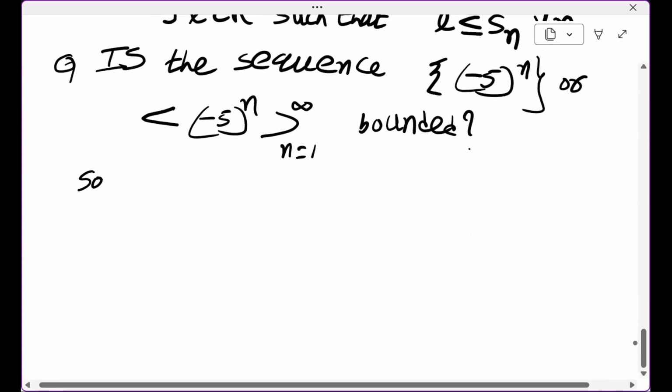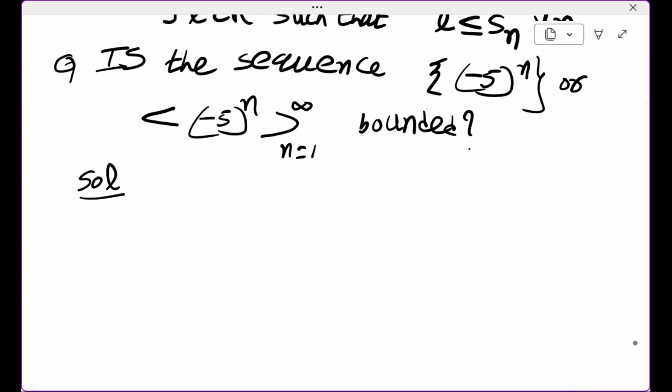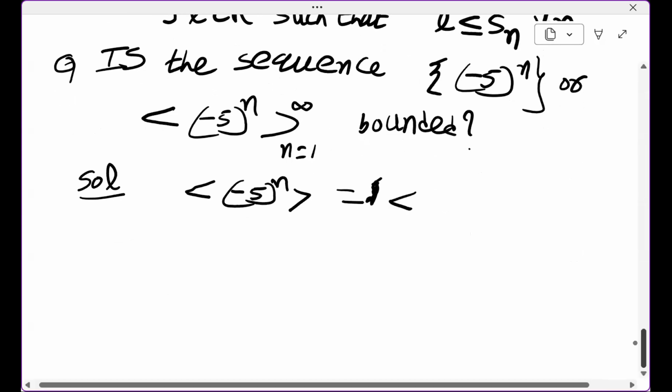Can anyone say? What is this sequence? This is n equal to 1 to infinity. Put n equal to 1. Someone says: unbounded, madam. Akhila, can you say what is the range, please? What is the range of the sequence? Put n equal to 1, -5. Put n equal to 2, (-5) square. (-5) cube, and so on.